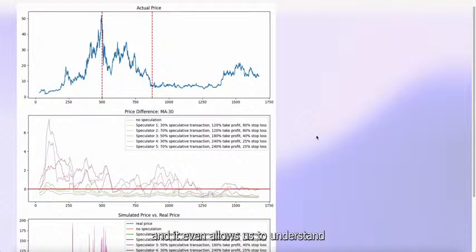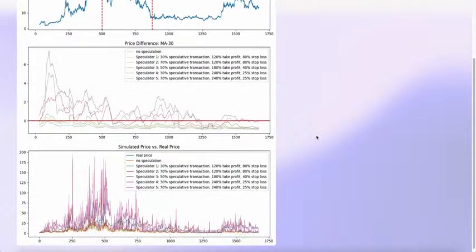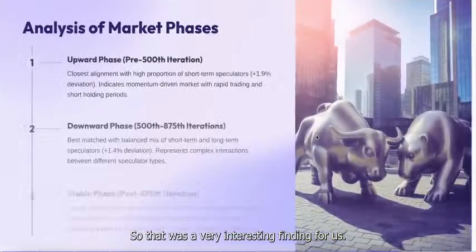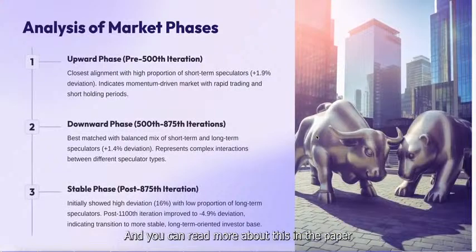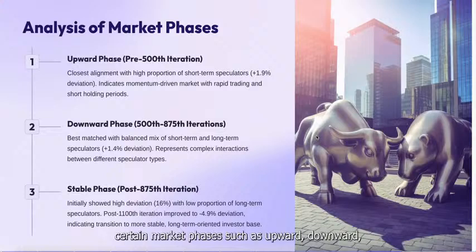And it even allows us to understand how the different speculative behaviors converge together in order to create this outcome. So that was a very interesting finding for us, and you can read more about this in the paper we published. We also analyzed the market phases, and we saw that certain market phases, such as upward and downward, are each best matched with certain mixes of speculator types, right? And again, this also follows common sense.